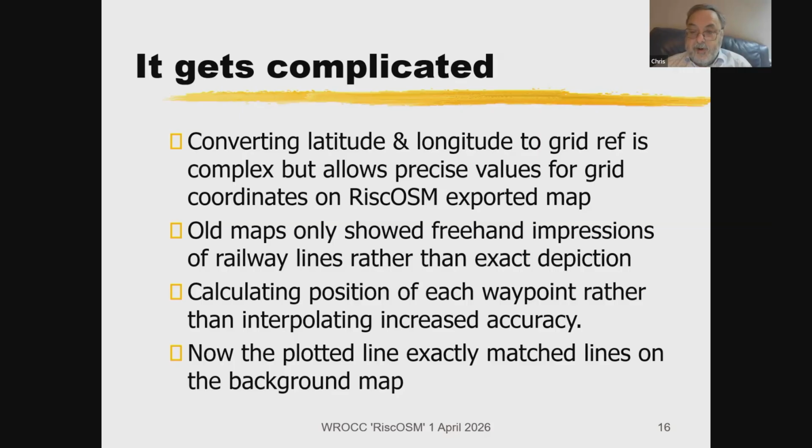The old maps only showed freehand impressions of railway lines, so I was doomed to failure using them anyway, because they didn't look very good. And if I calculate the position of each waypoint I'm going to plot on the map, rather than just interpolate a guess of what the coordinates were at each corner, that'll give me a lot better accuracy. So now the plotted line matches.